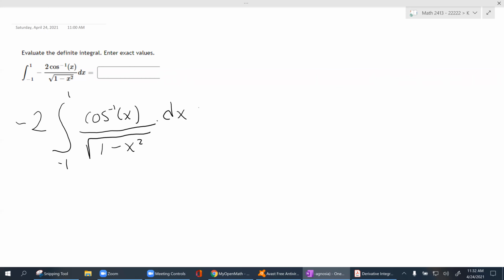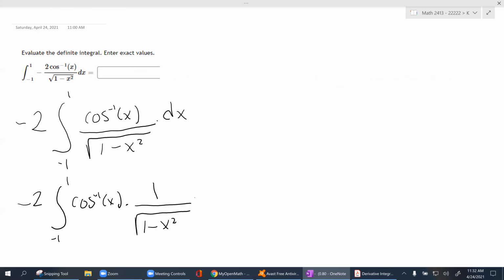One thing you may want to do is do the split. We can do the split: -2 integral of -1 to 1 of inverse cosine of x times 1 over 1 minus x squared times dx. I'm just splitting everything up. One thing you may have noticed is I need to do u sub here. So u is going to be my inverse cosine, because you know what is the derivative of inverse cosine.